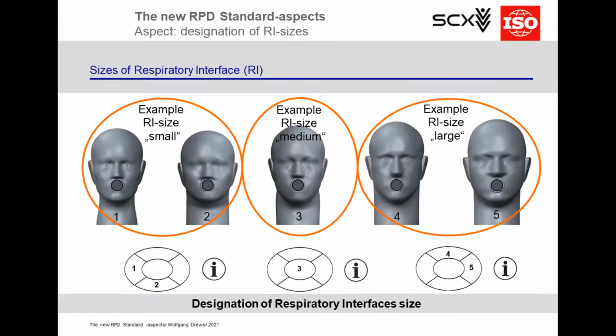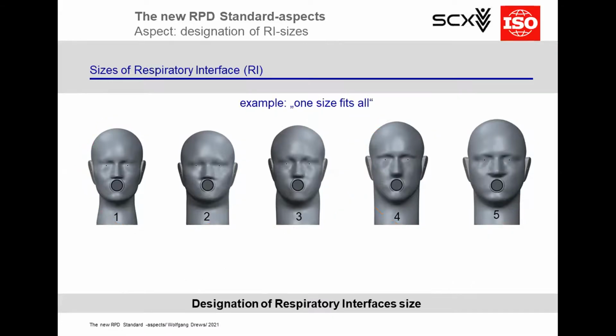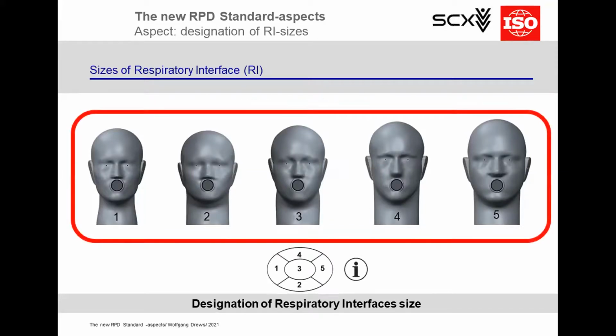Or if you decide to have one size fits all, you have only one respiratory interface, for sure you have to show the evidence and the verification by testing all of the 5. And the indication in the information supplied with the product shows you then the ellipse, and all the 5 areas are covered.